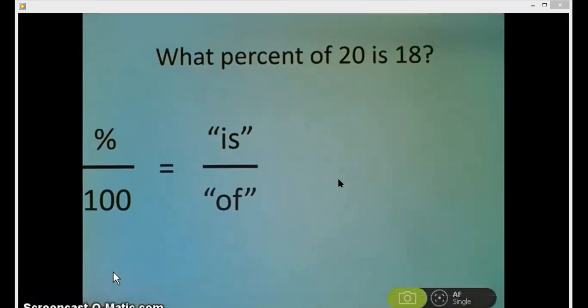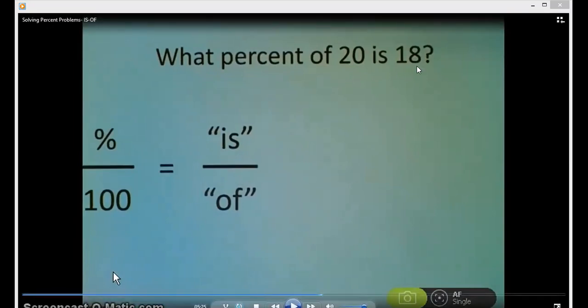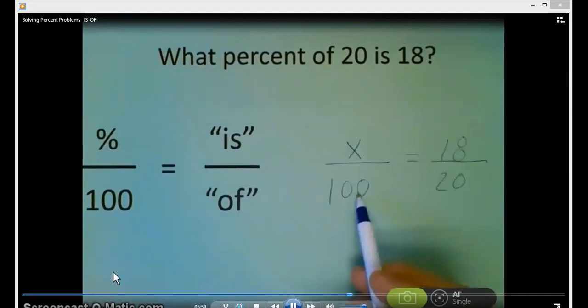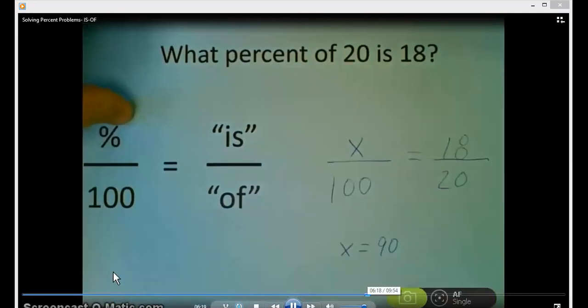What percent of 20 is 18? Remember, is over of, is over of. Then quickly, what percent of 20 is 18? Then this is percent over 100. Where is? After is we have 18 and after of we have 20, and we will use the same way to solve. So even then, you'll be able to see that 18 times 100 is a reasonable answer.